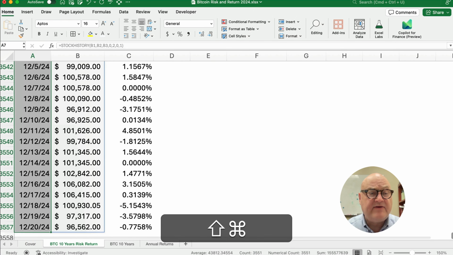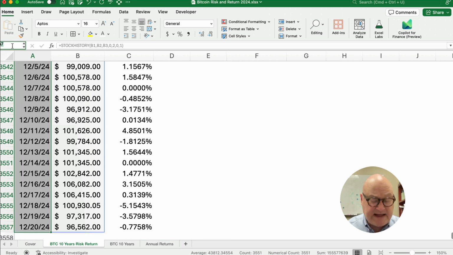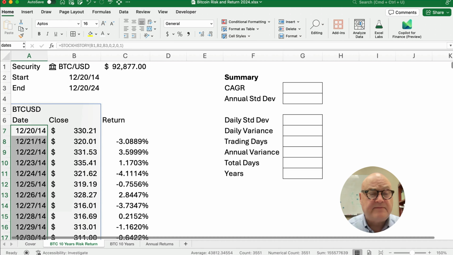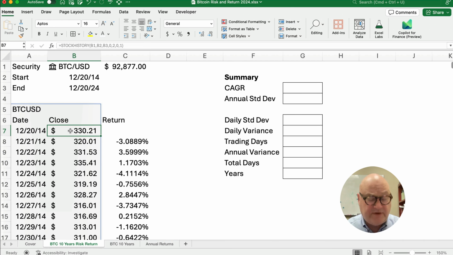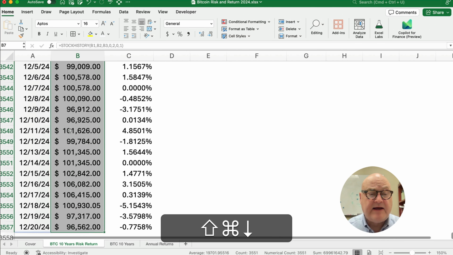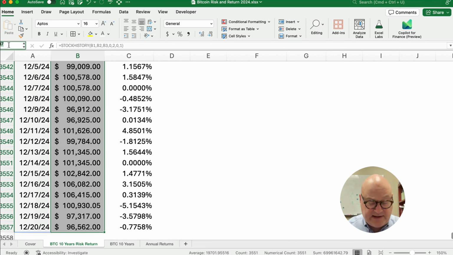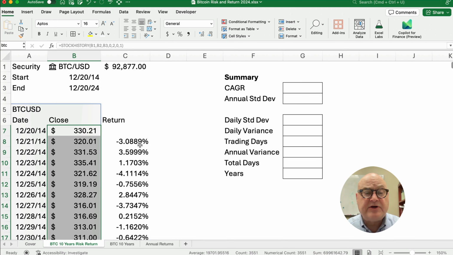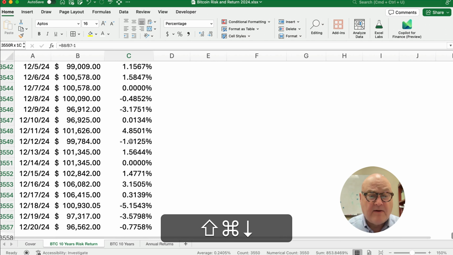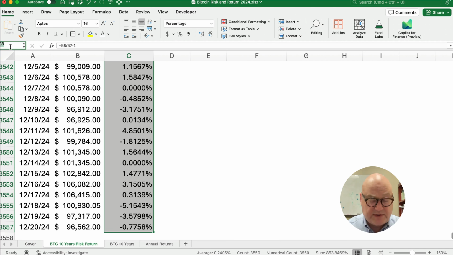I'm going to do this as the dates. I'm going to call this dates. Then I'm going to do the closing price. This is the BTC. I'm going to just call it BTC for Bitcoin. And I'm going to name the returns here. I'm going to call it BTC returns.